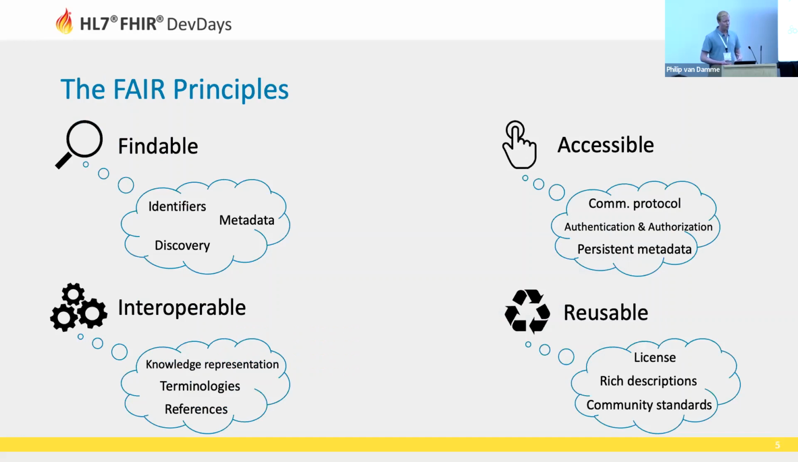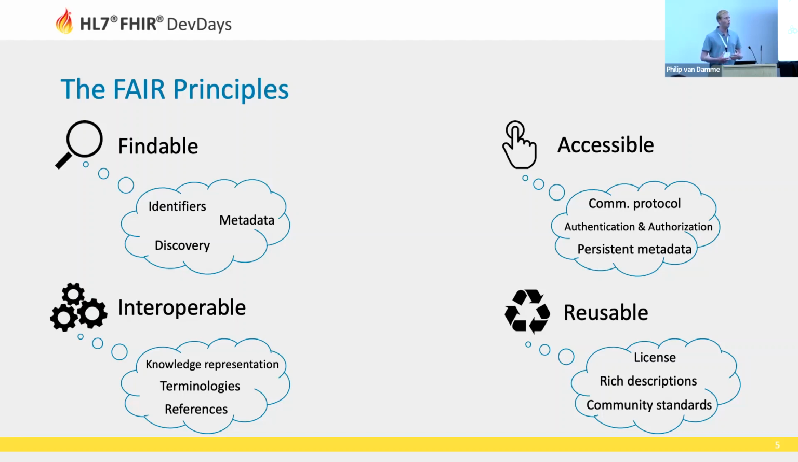And well, FAIR is an acronym, so it stands for Findable, Accessible, Interoperable, and Reusable. There are 15 principles, and I tried to condense on this slide what they are about. So I will go over each of them and just tell briefly what they mean.